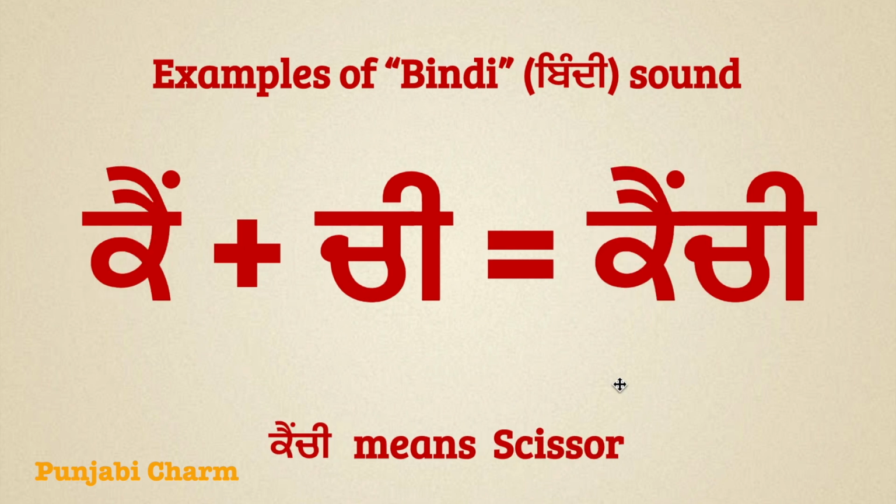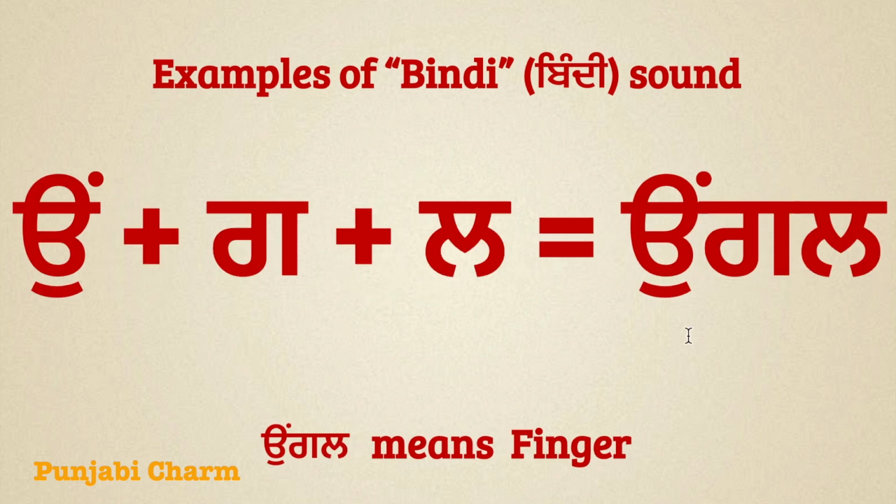The next word is kanchi. Kanchi means scissor. And to read this word, we can say Kakke nu dulama utte bindi, kan, Chache nu bihari chi. Kanchi. You can repeat after me. Kanchi. Let's move to the next word.